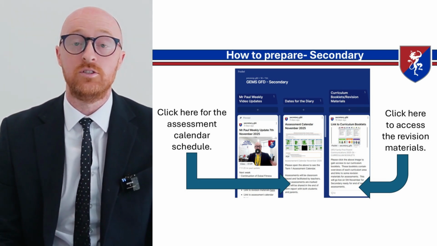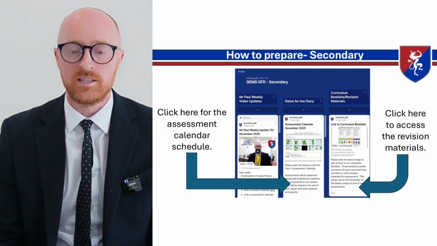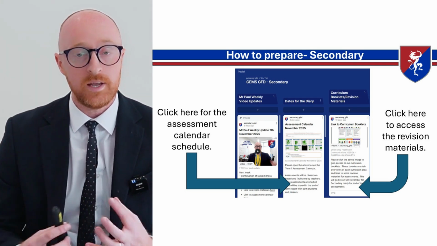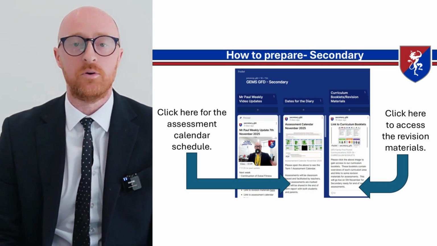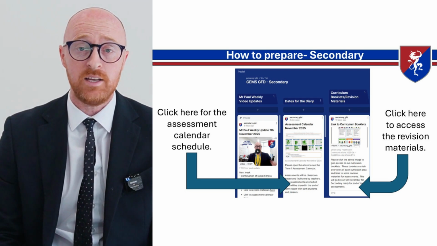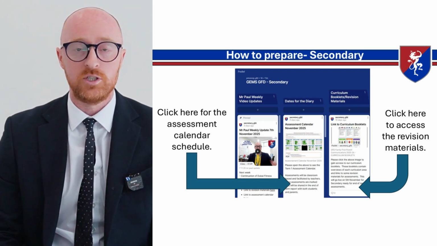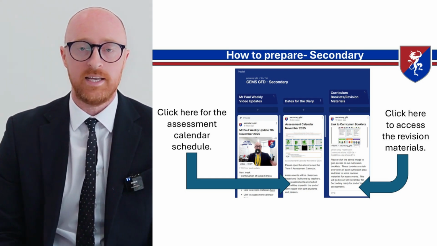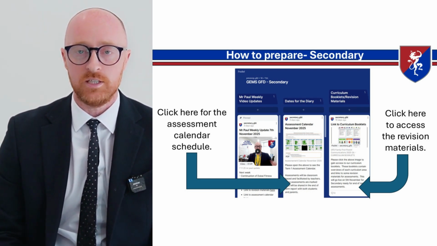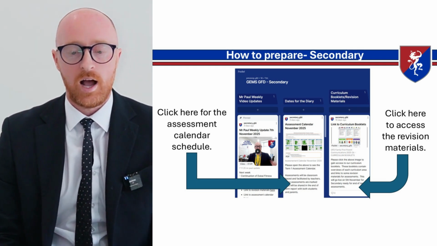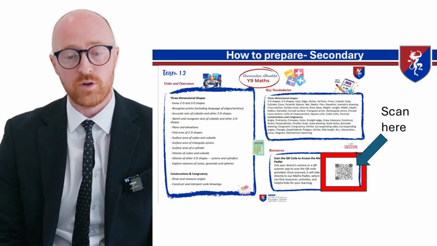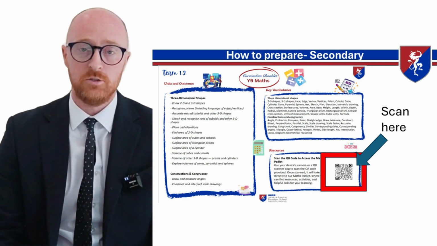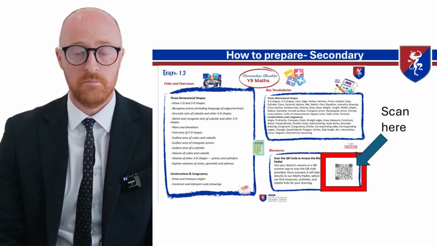The first thing for you to do, if you haven't done so already, is to access the GFD secondary Padlet page. From here you will see 2 really important sections. You'll see the date for the diary, and if you click on there you will see the assessment calendar for November 2025 with all of the dates of all the assessments for each of the subjects. And you'll also see another link called Curriculum Booklet / Revision Materials. If you click onto that page, you will see access to the curriculum booklets.